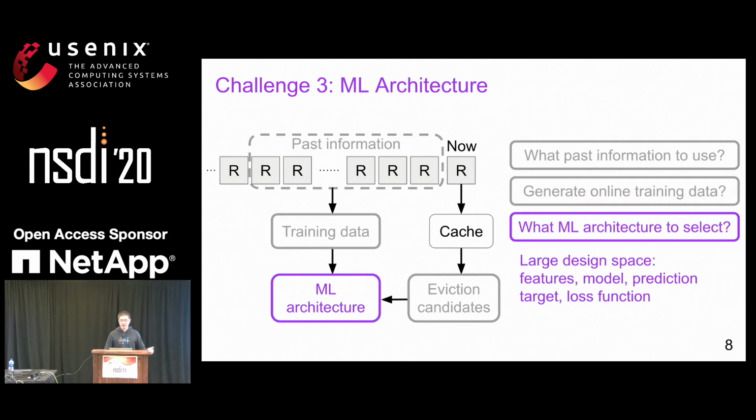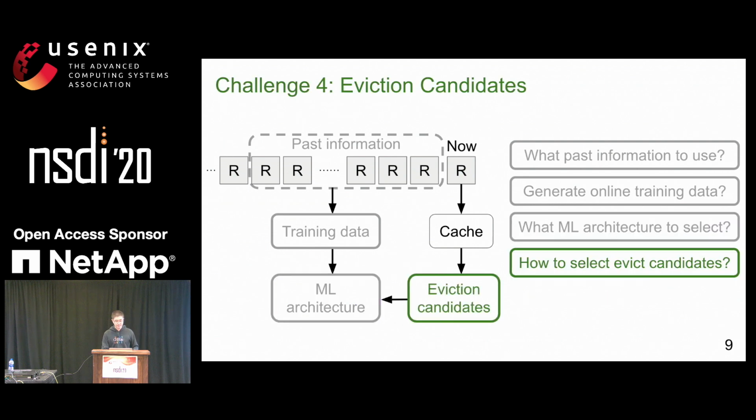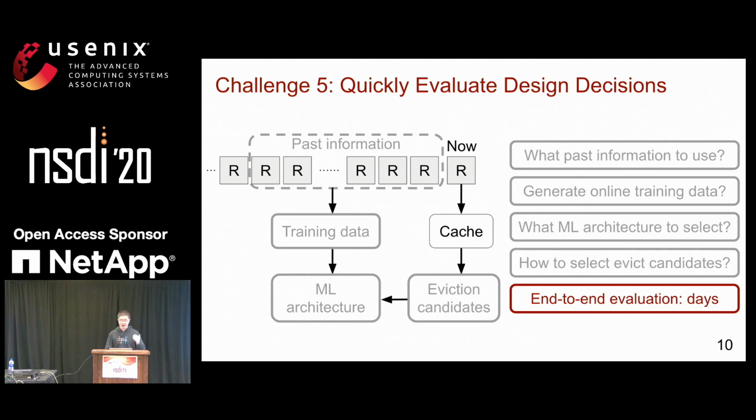Third, what machine learning architecture to select from a very large design space, including features, models, prediction target, and the loss function. And fourth, how to select eviction candidates in order to keep a balance between a low byte-miss ratio and low computation overhead. Solving each of the previous challenges is hard because there is a large design space, and it takes a long time to evaluate a new design decision. End-to-end simulation of byte-miss ratio on our trace takes 2 days. Thus, our final challenge is to find some way to quickly evaluate our design decisions.